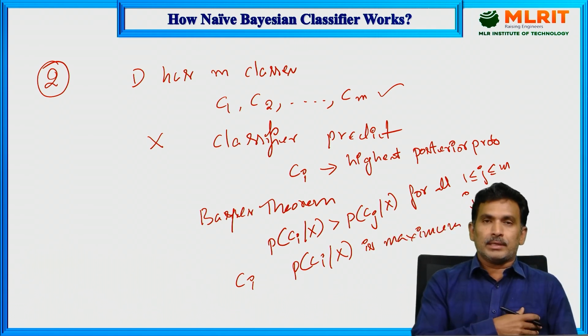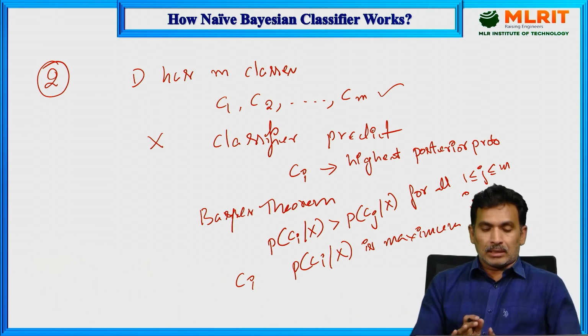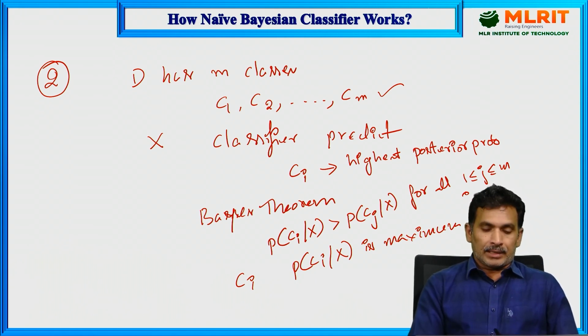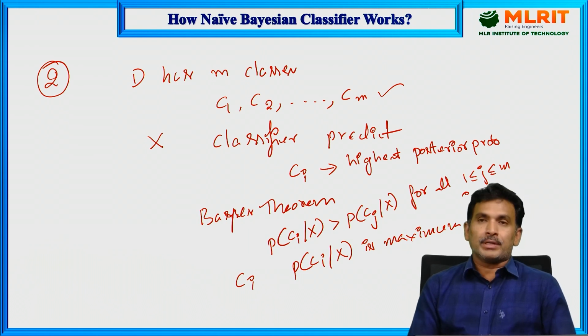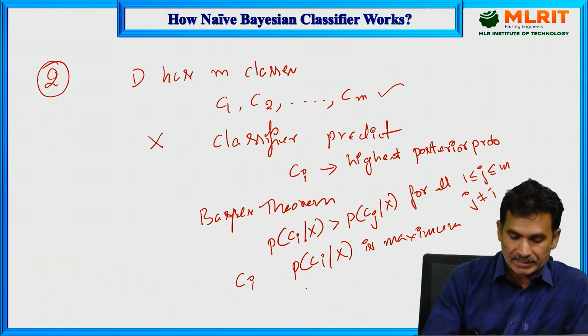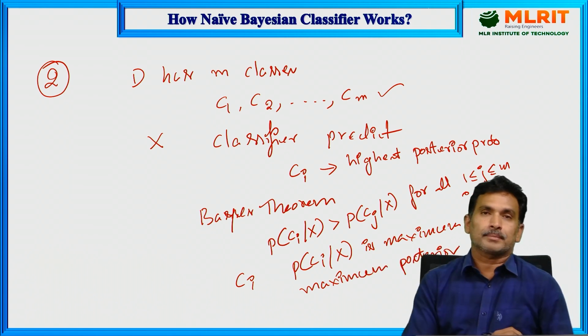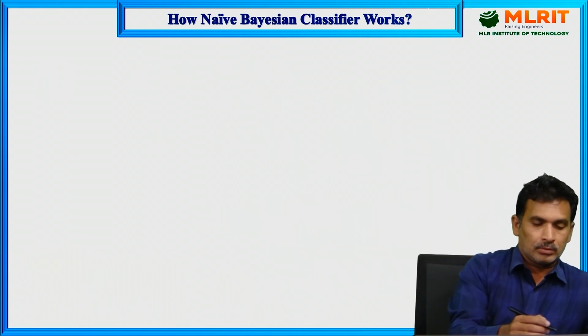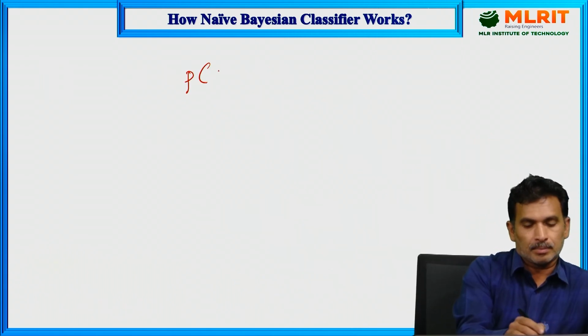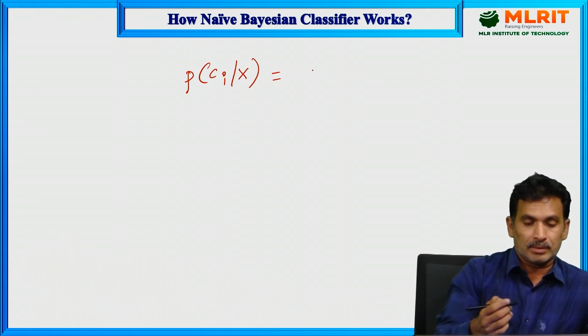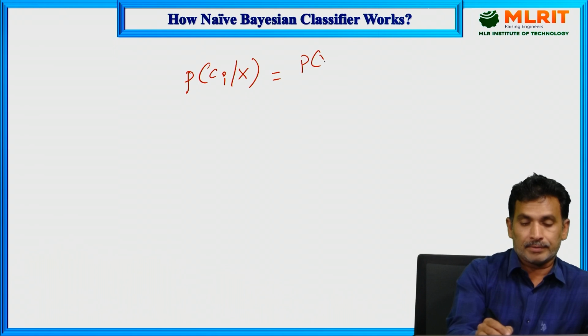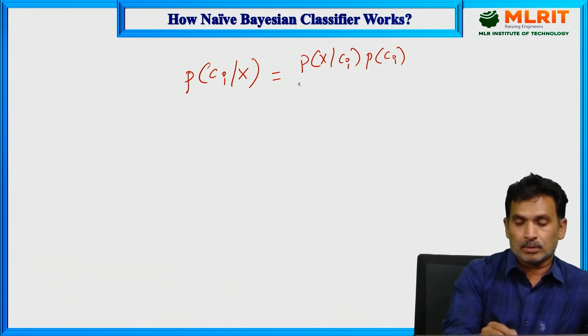For a class Ci, the probability of Ci given x is maximum, and that is called the maximum posterior probability, right? So if you take the probability of Ci given x, as per the Bayes theorem, that equals the probability of x given Ci times the probability of Ci over the probability of x.